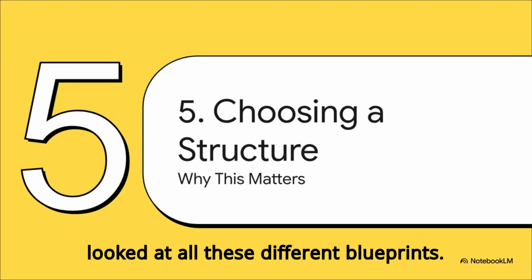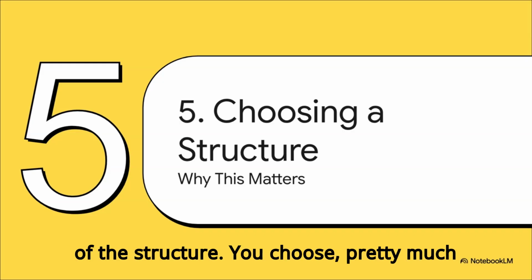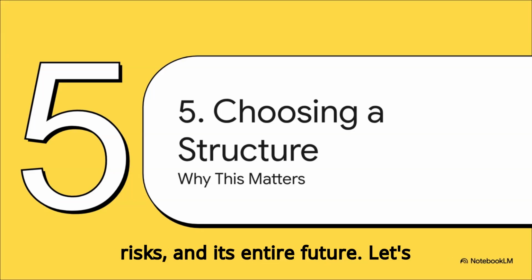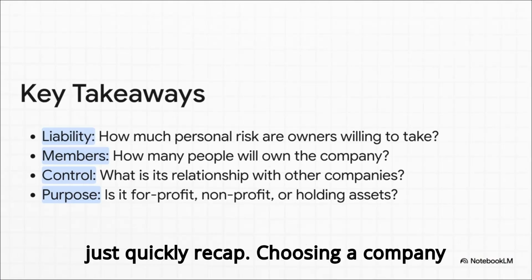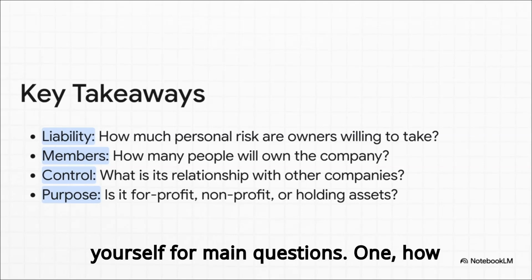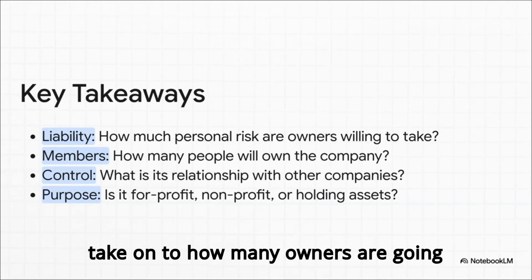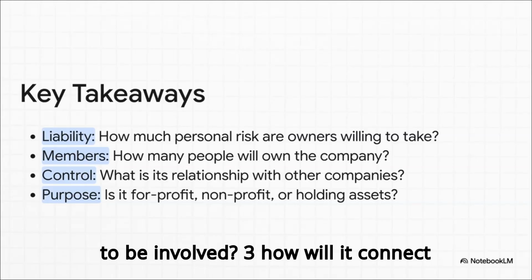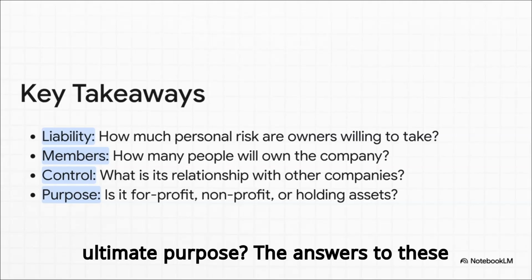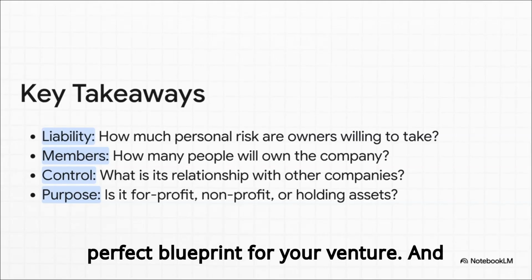So we've looked at all these different blueprints. Why does it matter so much? Well, because the structure you choose pretty much defines your company's potential, its risks, and its entire future. Let's just quickly recap. Choosing a company structure really boils down to asking yourself 4 main questions. 1. How much personal risk are you willing to take on? 2. How many owners are going to be involved? 3. How will it connect with other companies? And 4, what is its ultimate purpose? The answers to these questions will point you straight to the perfect blueprint for your venture.